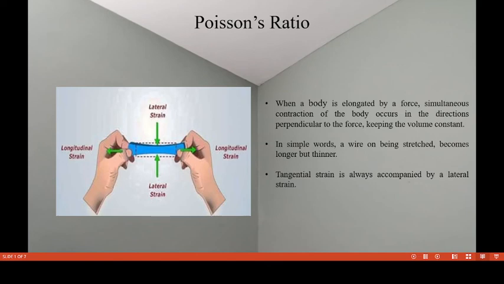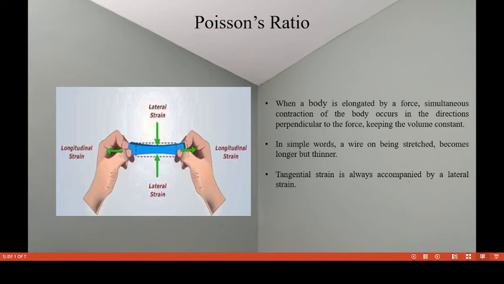So today we will be discussing Poisson's ratio. When a body is elongated by a force, simultaneous contraction of the body occurs in the direction perpendicular to the force, keeping the volume constant.